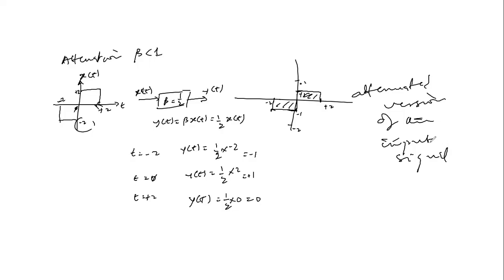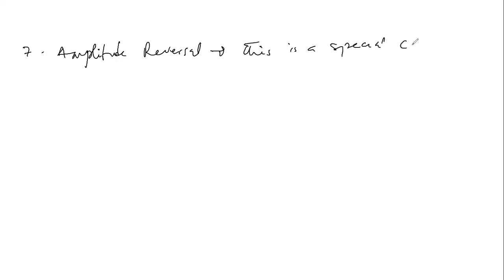Okay, so just like in time scaling, the beta parameter in amplitude scaling has no impact on the time scale. It only has impact on the amplitude parameter. And now let us look at another operation on signals, that is amplitude reversal, and this is a special case of amplitude scaling.